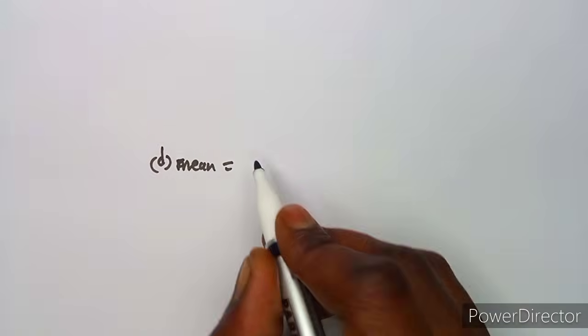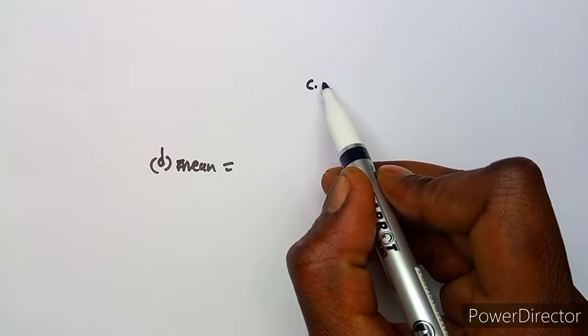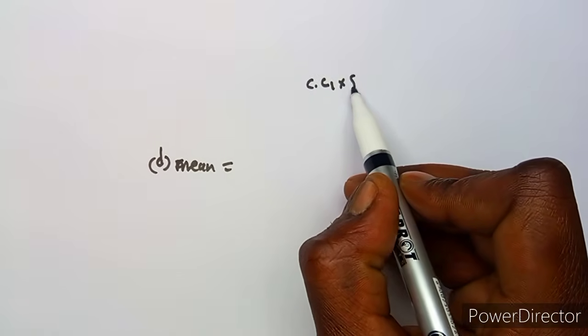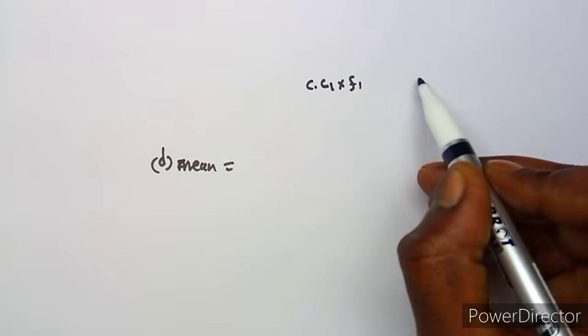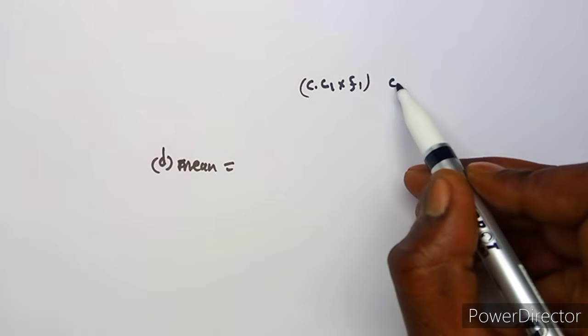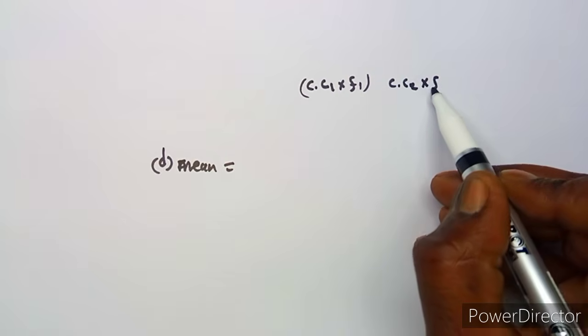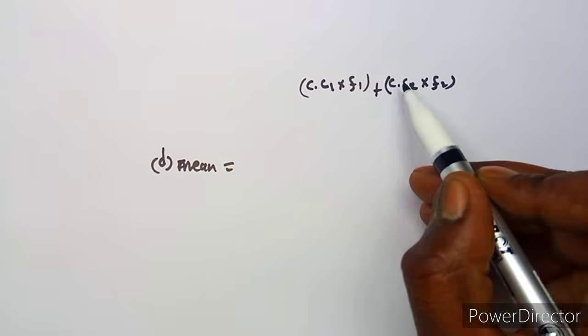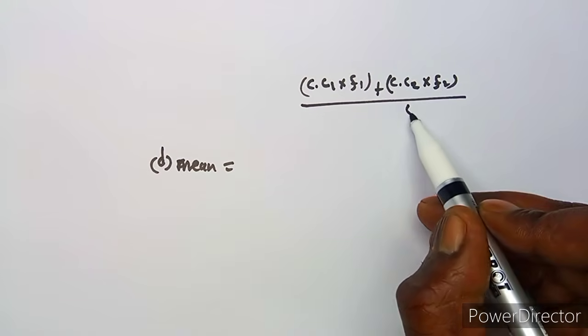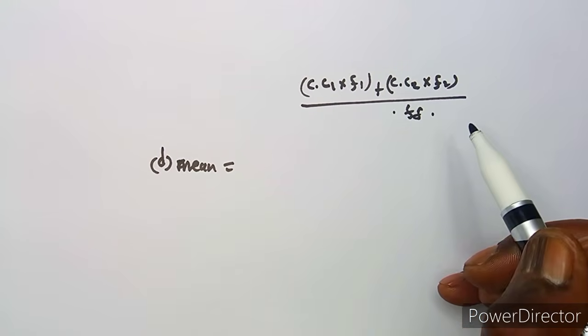You multiply it like this. You calculate the class center for that class, and you multiply it by its corresponding frequency. You move on to another class, calculate the class center for that class, and multiply it by its corresponding frequency, all over the total frequency. That is what you're going to have.